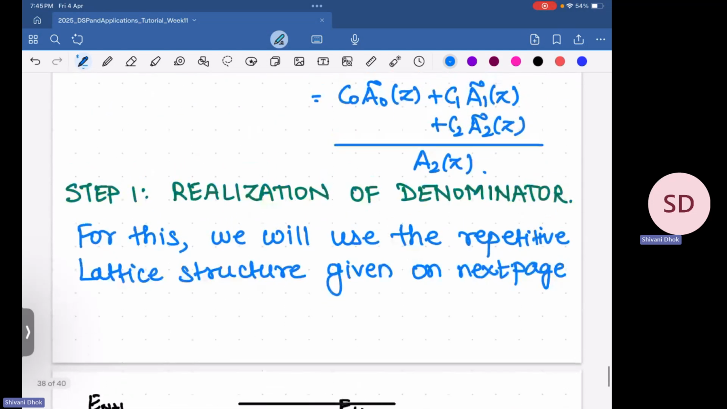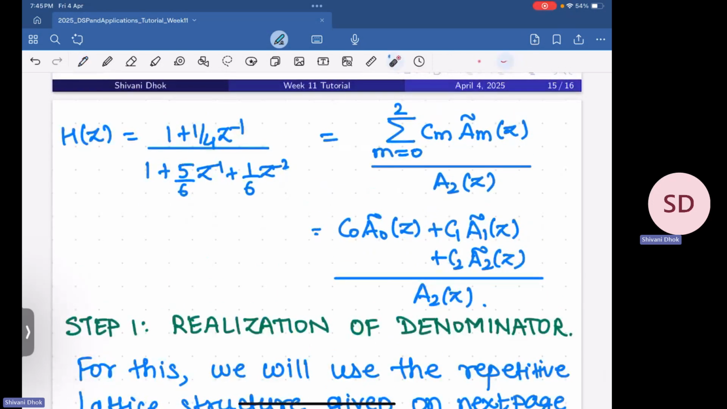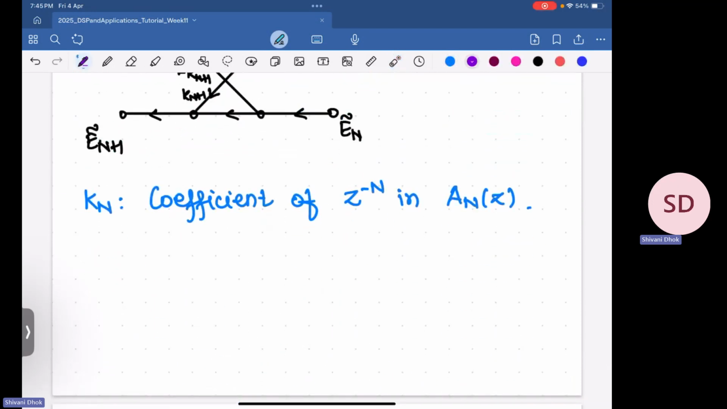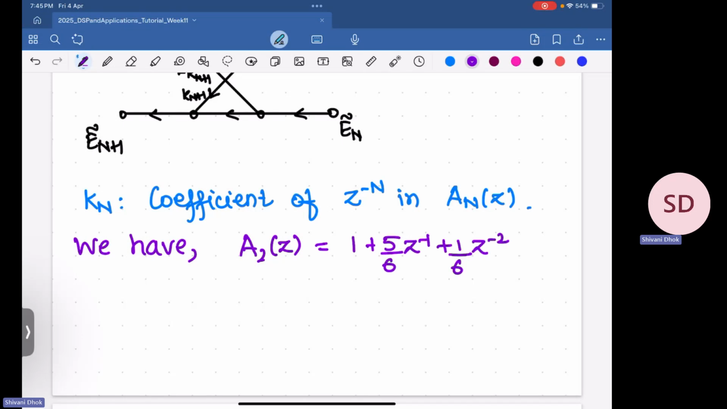Okay, so now let us start doing this. So from this given transfer function, what do we have? We have a2 of z is equal to this thing that is in the denominator. So we have a2 of z as 1 plus 5 by 6 z inverse plus 1 by 6 z to the power minus 2. So using this logic, what we wrote here, what do we get? We get k2 as 1 by 6.